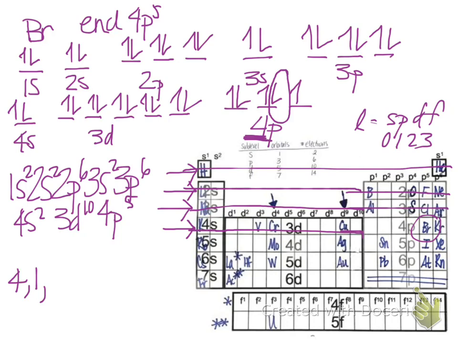Okay? The next one is your m sub l. And it is negative l to positive l. Start here, negative 1, 0, 1. So I'm in the middle position, so it is 0. And it's going down. So it's negative half. That's for the last electron.